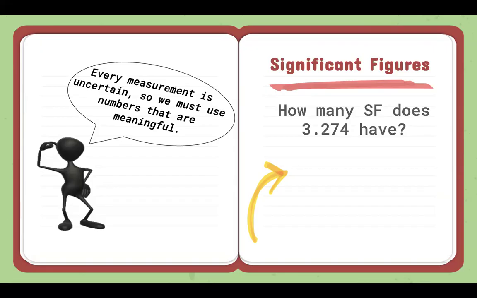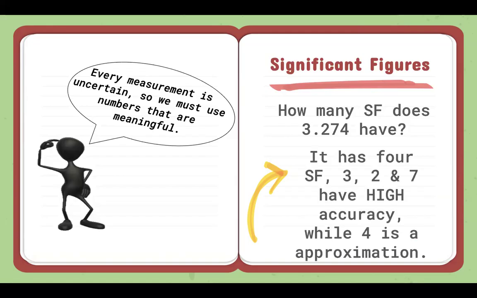For example, how many significant figures, or SF, do you think 3.274 has? The answer is 4. All of them are significant, but the digits 3, 2, and 7 are the digits with high accuracy, and the last digit is an approximation. So that's what I mean by having uncertain digits in a measurement.